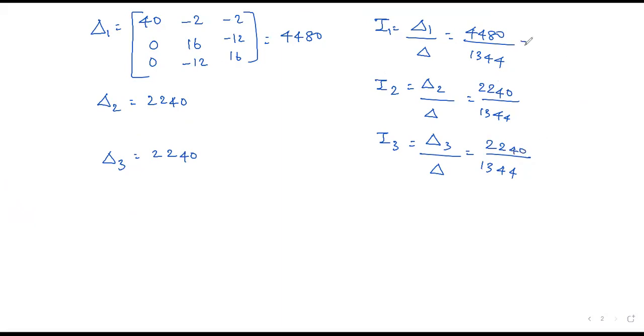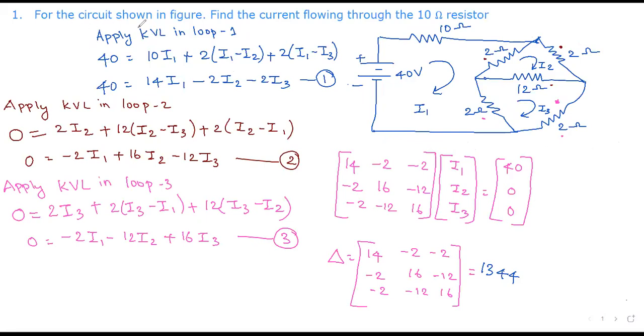So you will get the current values 3.33 amps, 1.66 amps, and 1.66 amps. So I1, I2, I3 are calculated. Okay, with this, the problem is not completed. You have to check the question. They asked us to calculate, for the figure shown here, the current flowing through the 10 ohm resistor. What is the 10 ohm resistor? This is the 10 ohm resistor, right? So the current flowing through the 10 ohm resistor is I1.